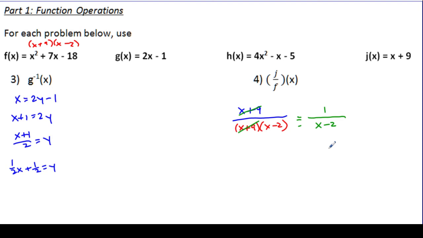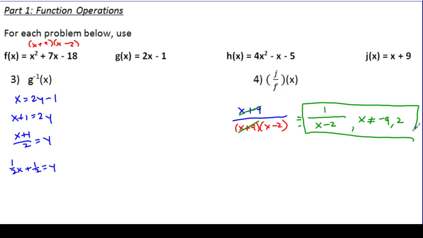However, don't forget that you need to list any domain restrictions when you do division problems. We're not allowed to have 0 in the denominator, so I need to tell people, by the way, make sure x does not equal -9 or +2, because -9 would make this first expression turn into a 0, +2 would make the second expression turn into a 0, and we're trying to avoid that. So we're letting people know that this whole thing is the answer. Here's the answer, but by the way, there's some numbers that you're not allowed to use. Okay, so that's going to be our final answer for that one.